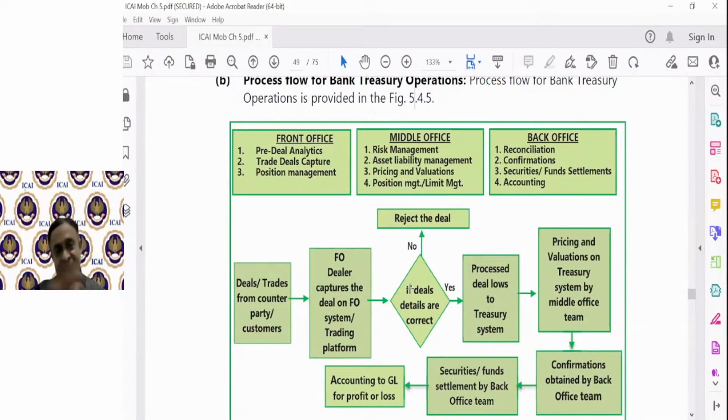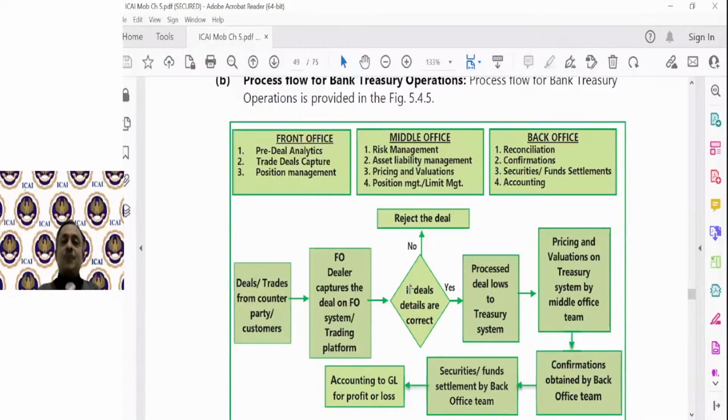So now the operations. So process flow is there, front office, middle, back office. So we have pre-deal analytics. In fact, this flowchart is good because it summarizes. Suppose the question comes that what front office is doing, what middle. So this 1, 2, 3, 4 points are given. You can directly do it.